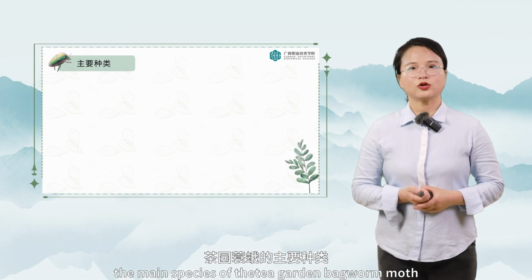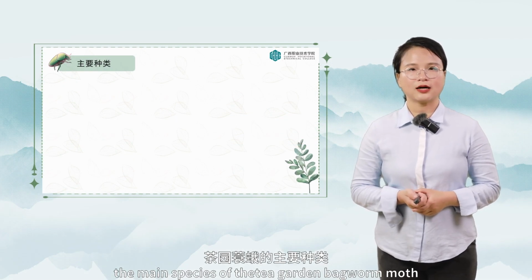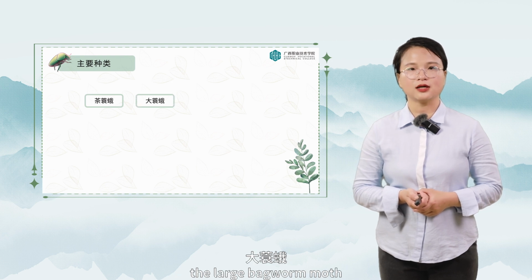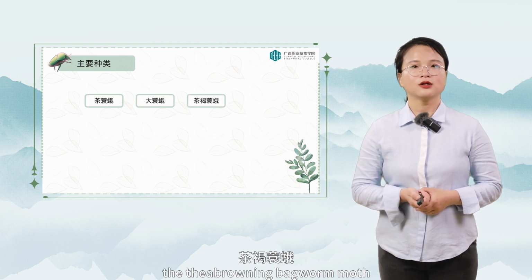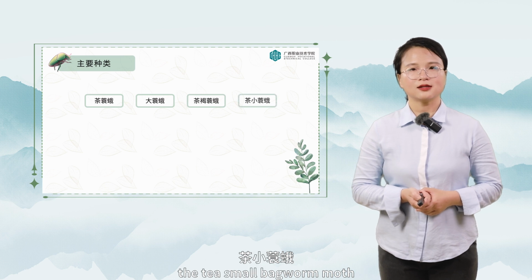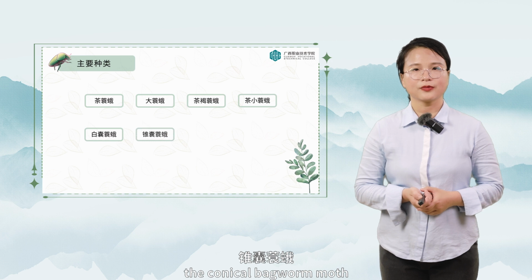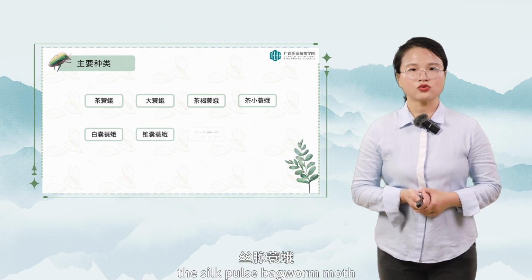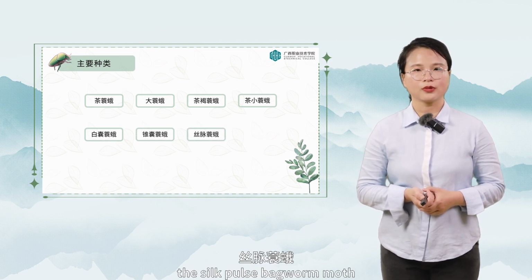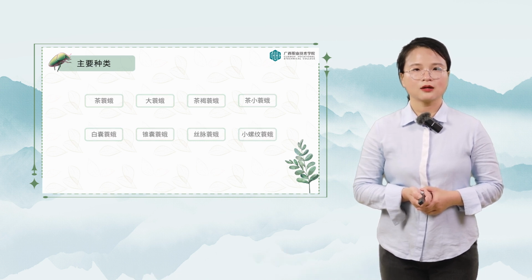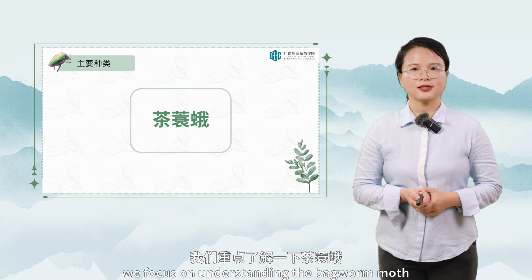The main species of the tea garden bagworm moth include the tea bagworm moth, the large bagworm moth, the tea browning bagworm moth, the tea small bagworm moth, the white bagworm moth, the conical bagworm moth, the silk pulse bagworm moth, the small thread bagworm moth, and the like. We focus on understanding the bagworm moth.